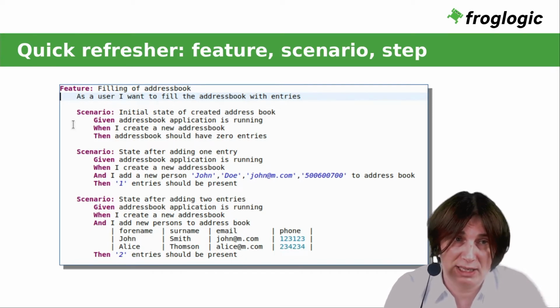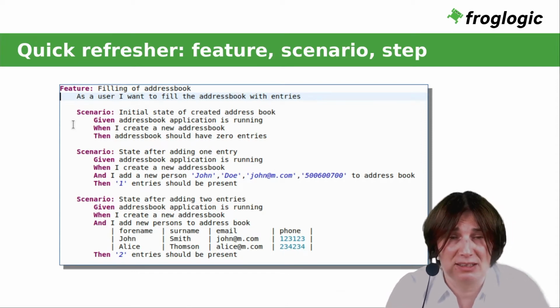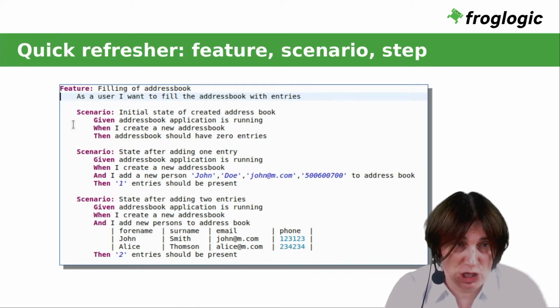I will show it later, we have a simple address book application in which we can add users with their name, email address, phone number, maybe snail mail address as well. And our feature, the basic unit of the behavior, is that we want to fill this address book with entries.